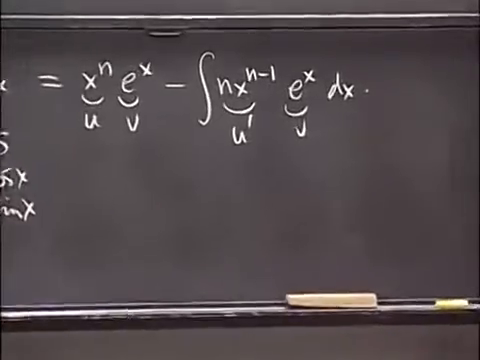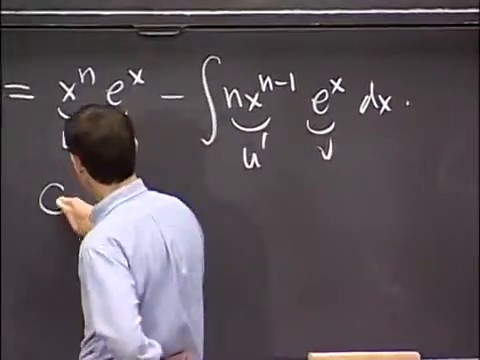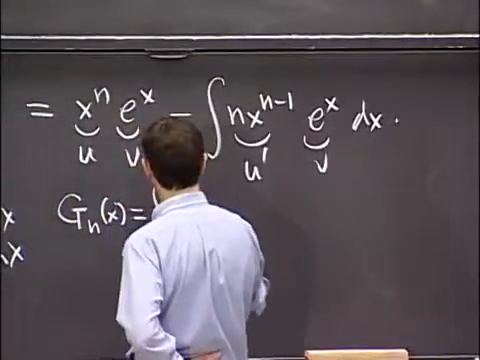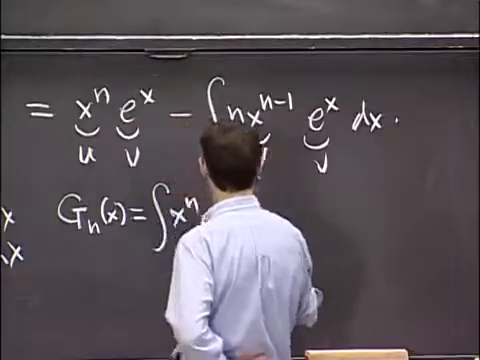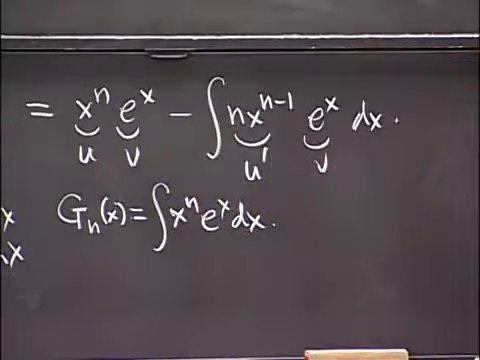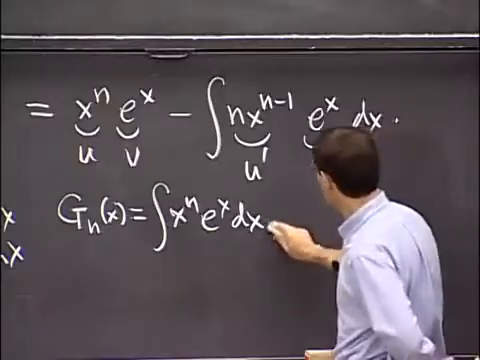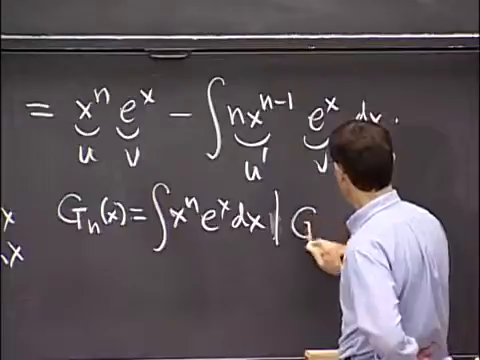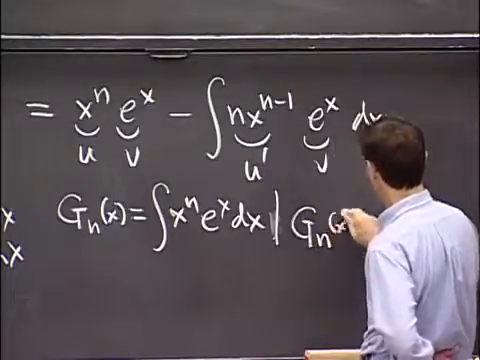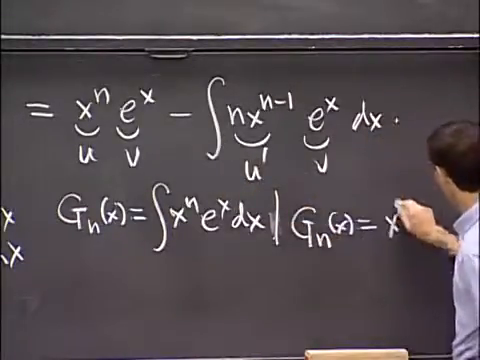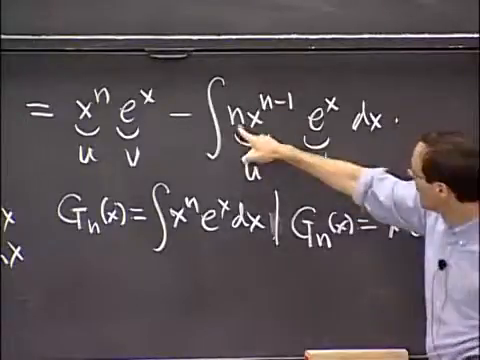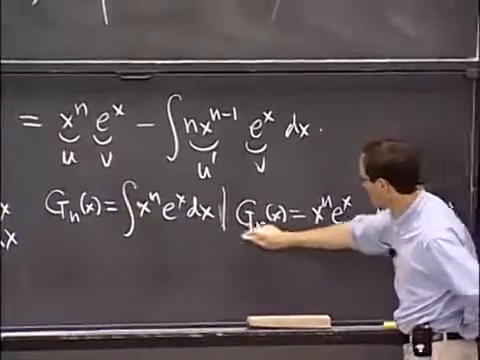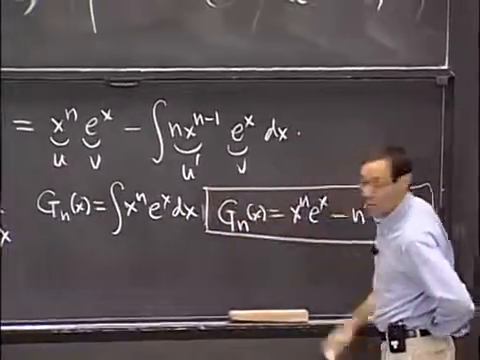So this recurrence is a new recurrence, and let me summarize it here. It's saying that g n of x should be the integral of x to the n e to the x dx. All right? Again, I'm dropping the c. And then the reduction formula is that g n of x is equal to this expression here, x to the n e to the x minus n times g n minus 1 of x. So here's our reduction formula.